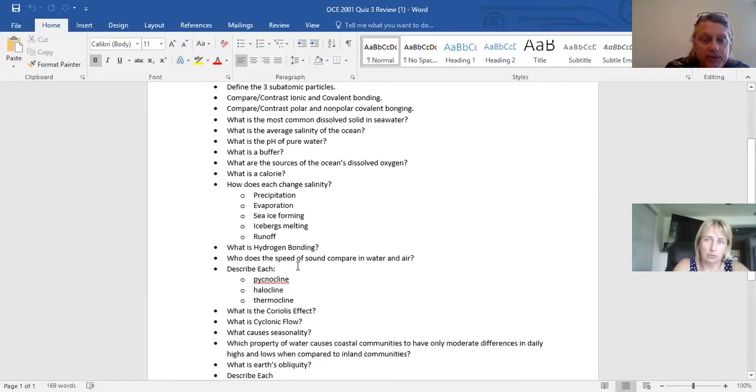Your layers of the ocean, and describe each. Coriolis effect, we went through that last class with the spinning of the earth and how currents, everything's deflected to the right in the northern hemisphere. So around a low pressure, it's counterclockwise, and around a high pressure, it's clockwise. Cyclonic flow is around low pressure, so I already gave you the answer for that.